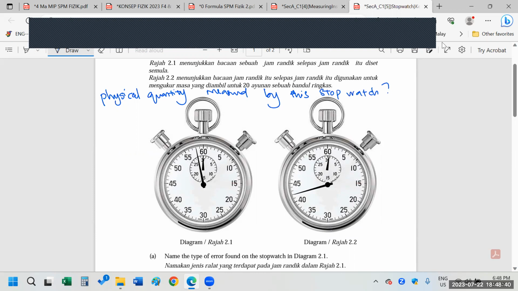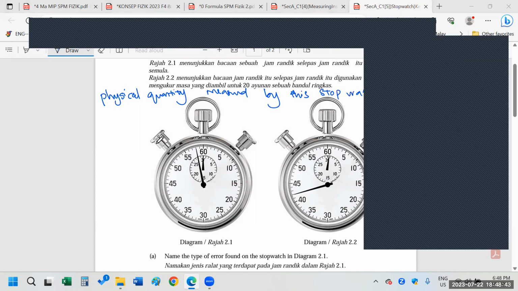Okay, I have time, I have seconds, I have time. What else? Time, second, time. Okay, the answer is time. What is second? Second is the unit.